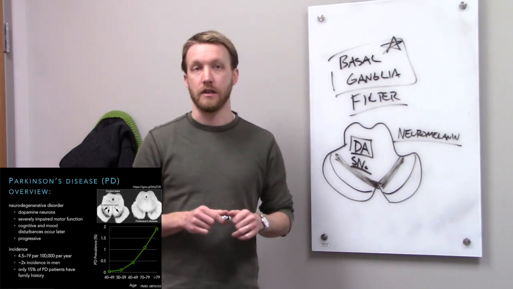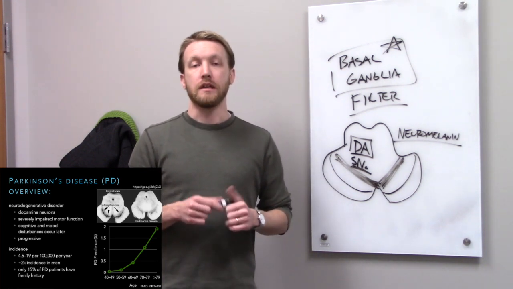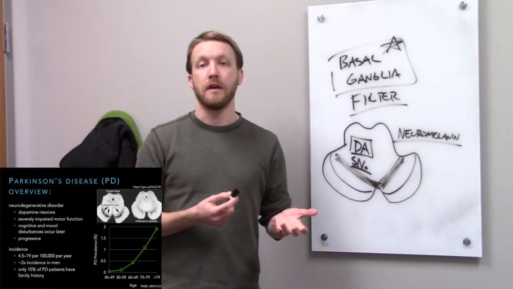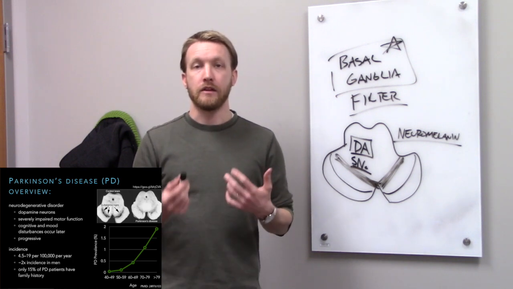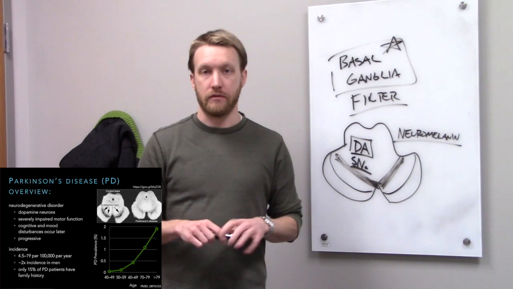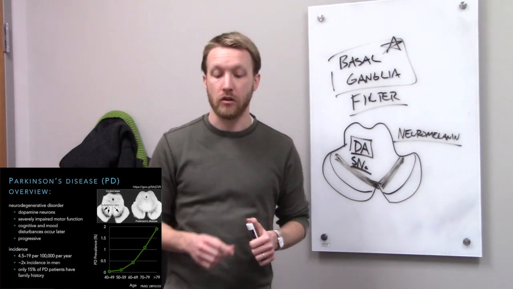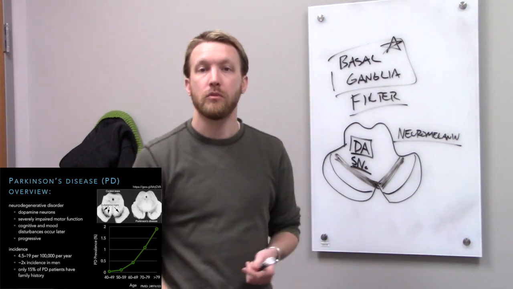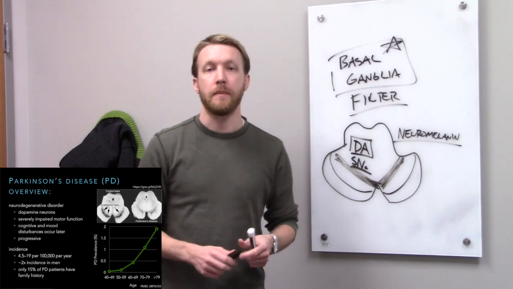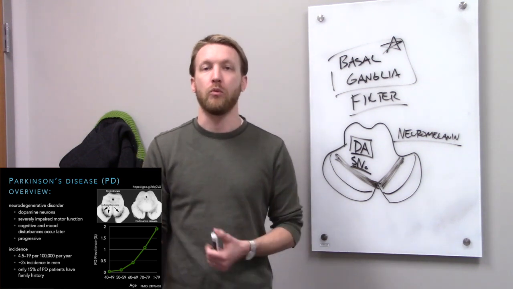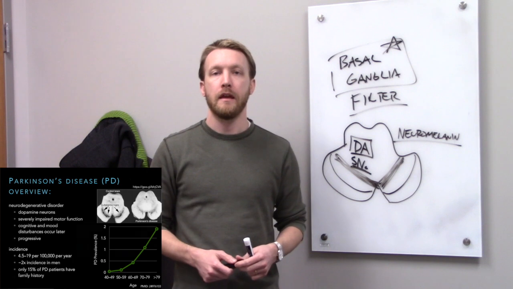It's never undone. The incidence of PD is about twice as high in men as in women, and the overwhelming majority of cases don't have a family history, just like in Alzheimer's disease. There's a little bit more heritability in PD. It's about 15% as opposed to only about 1% for AD.